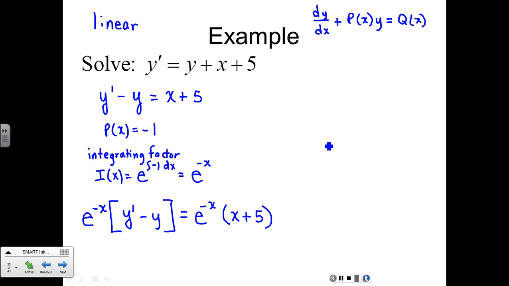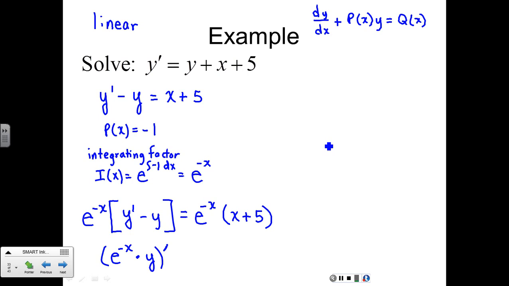If you were to distribute that right there, what would you have? e to the minus x y prime minus y e to the minus x. Is that not the same thing? Exactly the same thing. I'm going to show you at least once that that's what happens. On the left side, you're going to end up with e to the minus x times y prime.